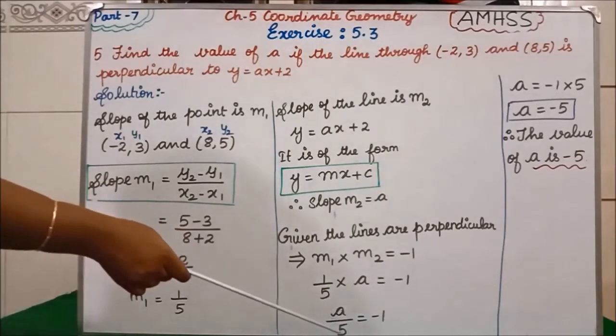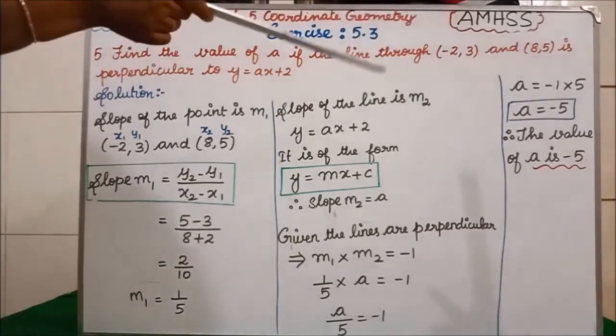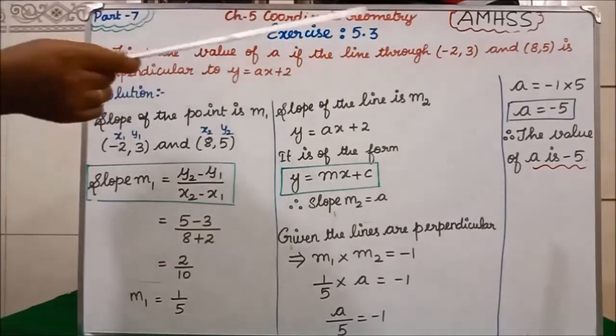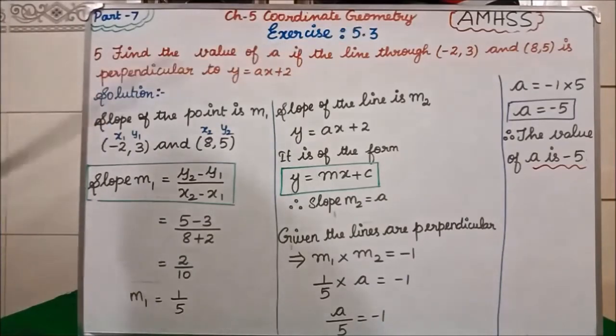The next step is cross multiplication. So a is equal to minus 1 into 5. Minus 1 into 5 is what? a equals minus 5. Therefore, the value of a is minus 5. Clear, all of you, this question?